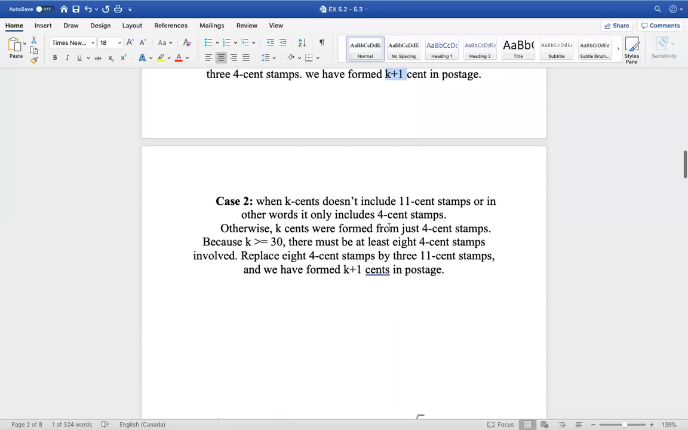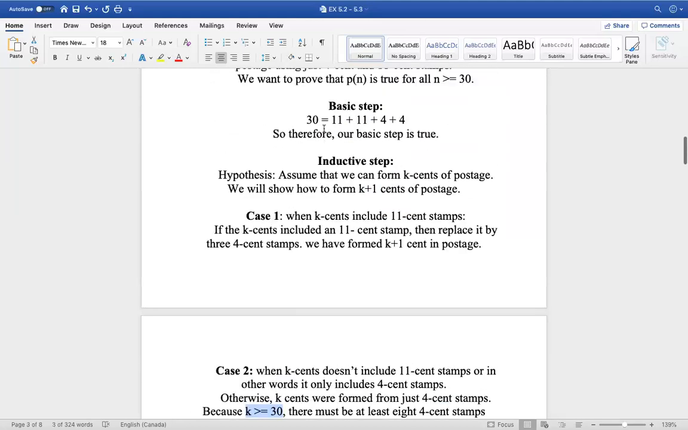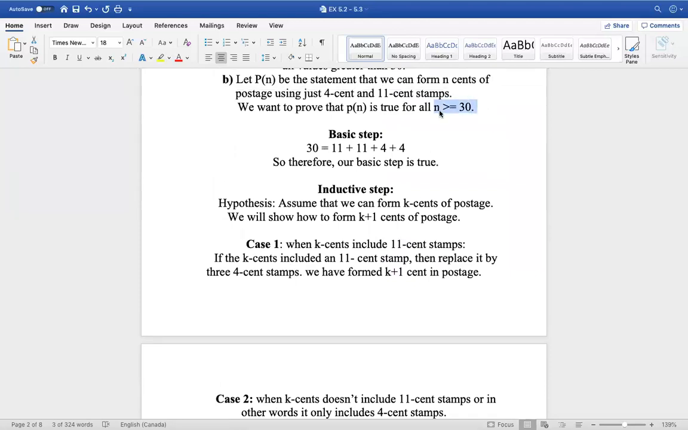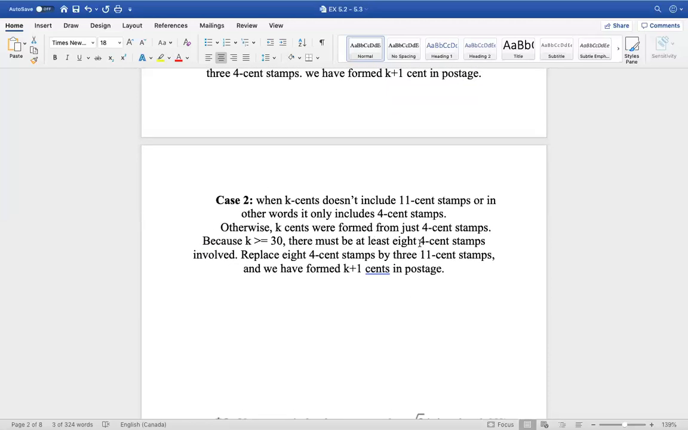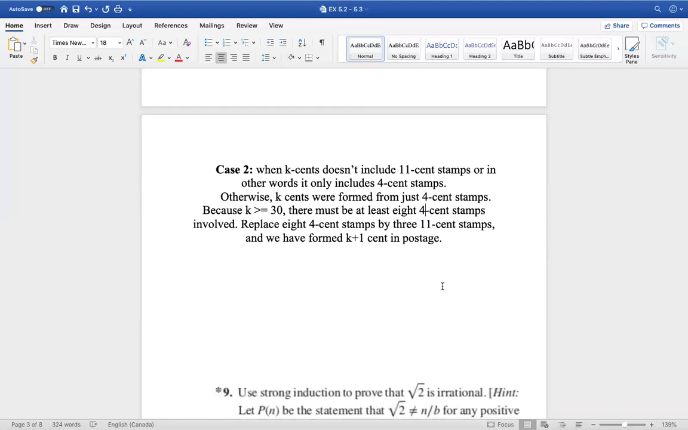And then the other case is when it doesn't have any 11-cent stamp, it only has 4-cent stamps, right? Because k is greater than or equal to 30, as in this assumption we assume that n is greater than or equal to 30, let's assume that here we have at least 8 4-cent stamps, which will be 32. Now, if we replace this with 3 11-cent stamps, it will be 33, which is k plus 1. So therefore, we have proved it in this step as well.